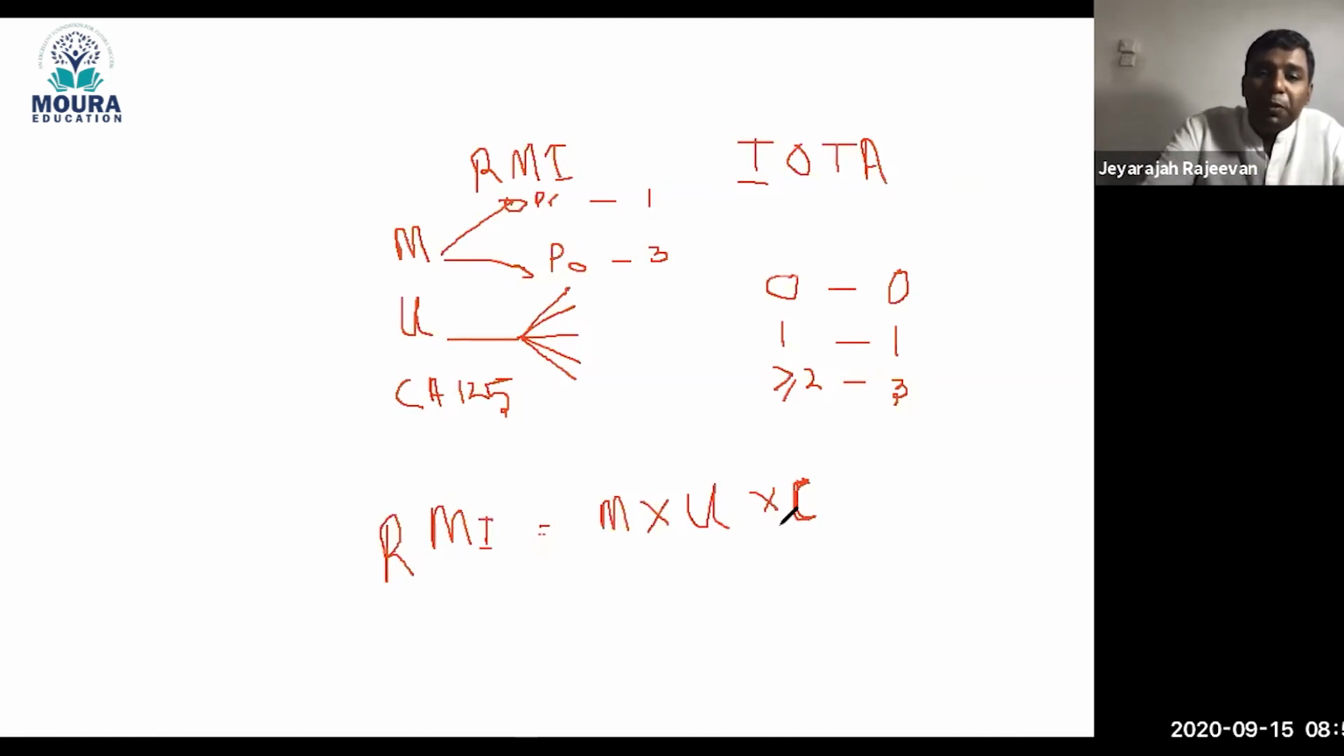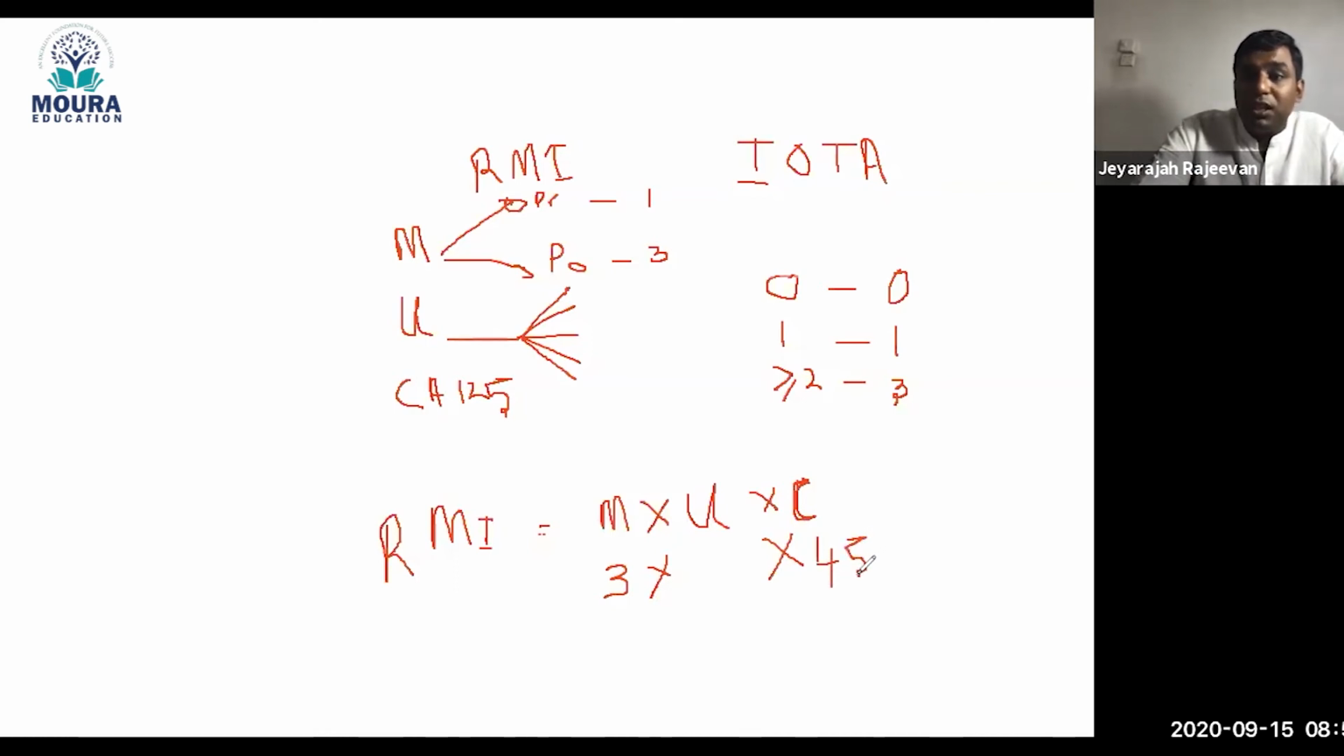Okay, menopausal state, she is post-menopause. What is the score? 3. What is the CA125 level? 45. Right? What about the ultrasonic features?